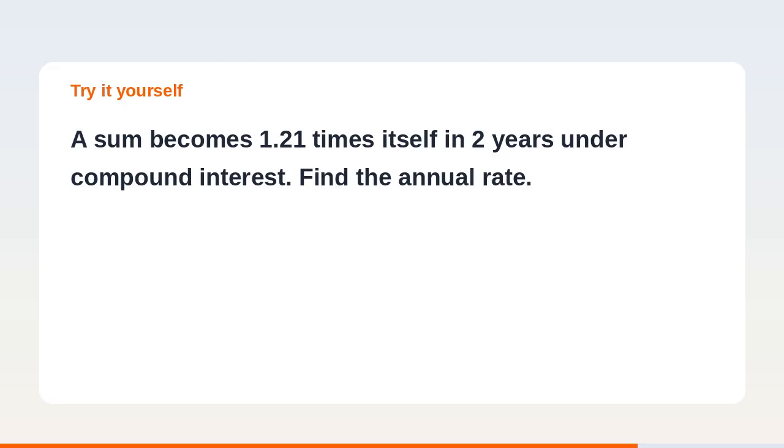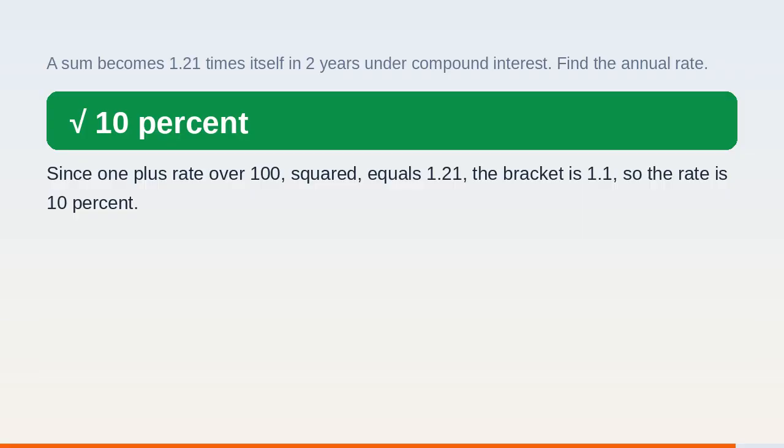Here's one to try yourself. A sum becomes 1.21 times itself in 2 years under compound interest. Find the annual rate. Pause the video and give it a shot. The answer is 10%. Since 1 plus rate over 100 squared equals 1.21, the bracket is 1.1, so the rate is 10%.